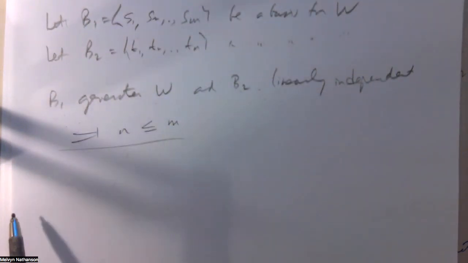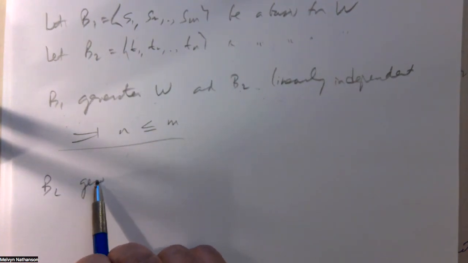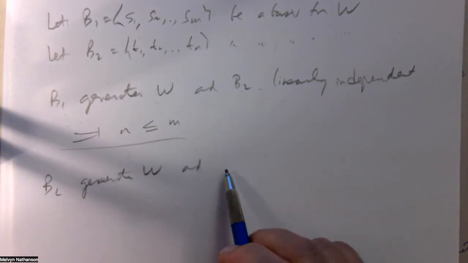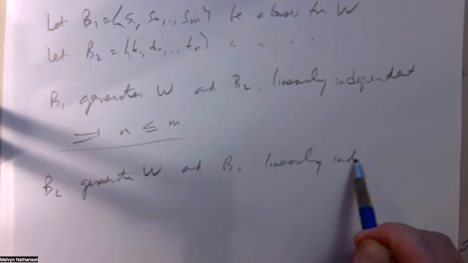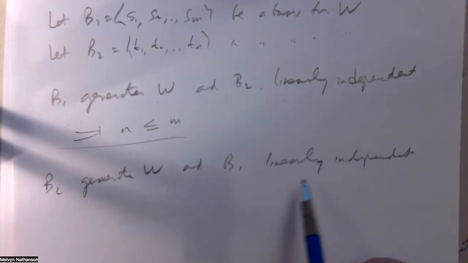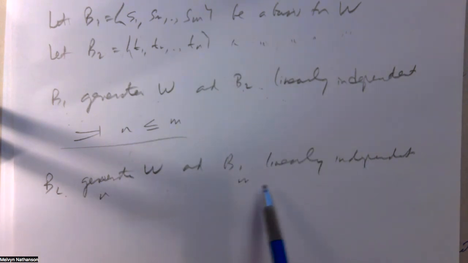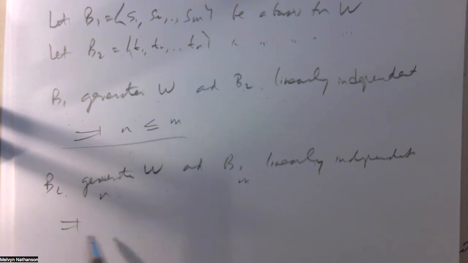But now we can reverse the argument. B2 is a basis, so it also generates the subspace W. And B1 is a basis, so it's linearly independent. So this set has n vectors, and this set has m vectors. If m were bigger than n, this would be a dependent set, but it's independent. So therefore, m is less than or equal to n.